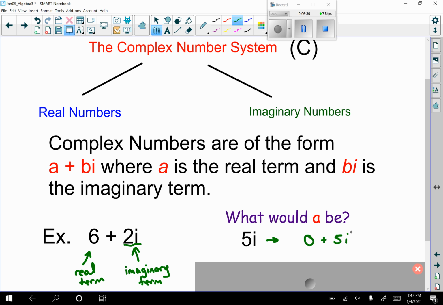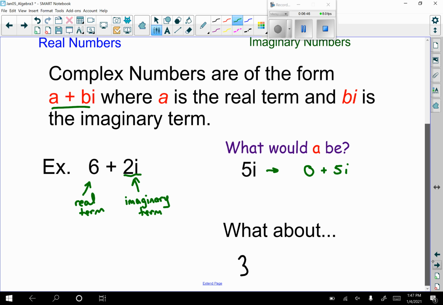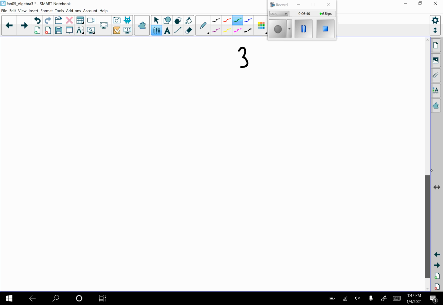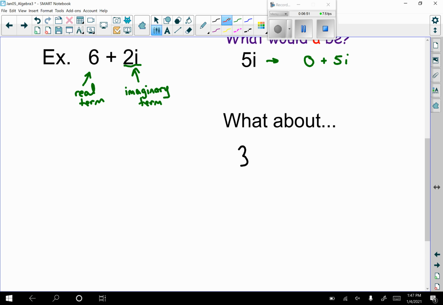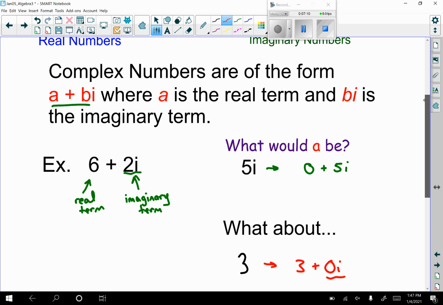So every number, whether we see both terms or not, can technically be written in the form a plus bi. But what if we just see the real term? What about just seeing a 3? All the numbers we've been looking at so far have had an imaginary part, but just like imaginary friends, you don't see them. So technically here, this is really 3 plus 0i. The imaginary term is there, we're just not seeing it because its coefficient is 0. But again, pause the video if you still need to copy this down.